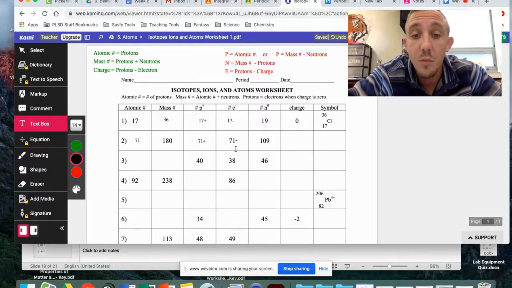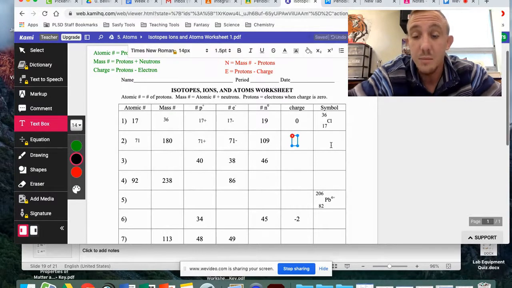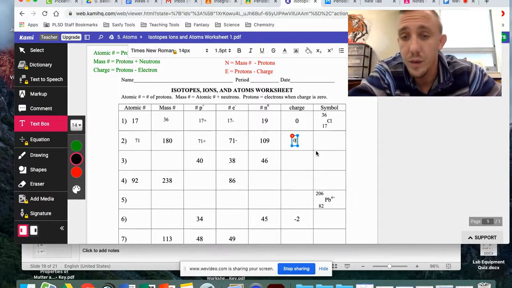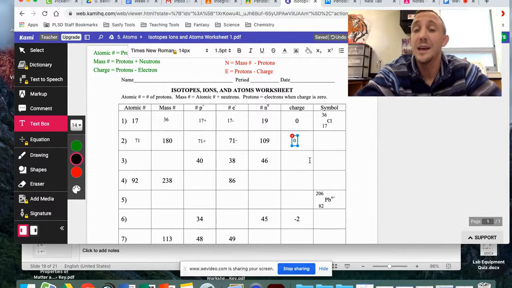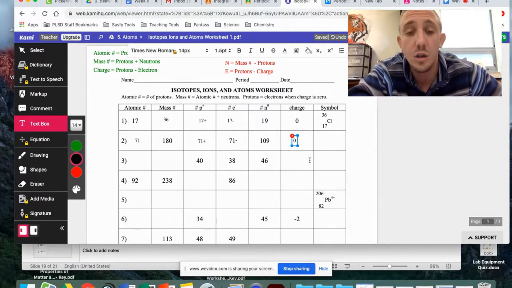Which one do I have more of? More protons or more electrons? More positives or more negatives? Well, I have an equal amount of positives and negatives. So my net charge is going to be protons minus electrons. So 71 minus 71, my charge is still 0. Okay. So this is not going to be an ion. So based on the video that you guys watched today, an ion is anything that has a charge.